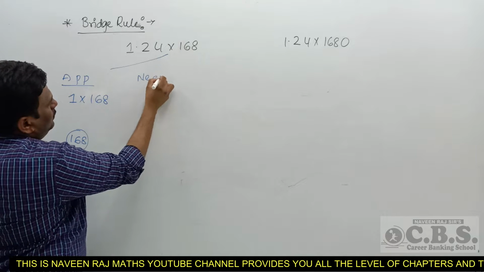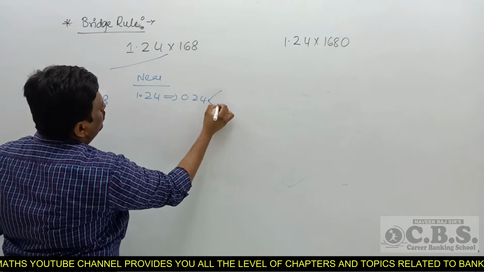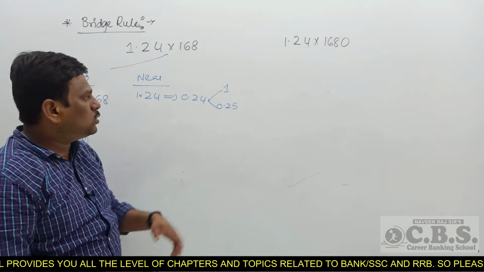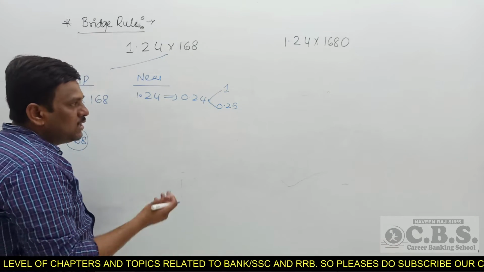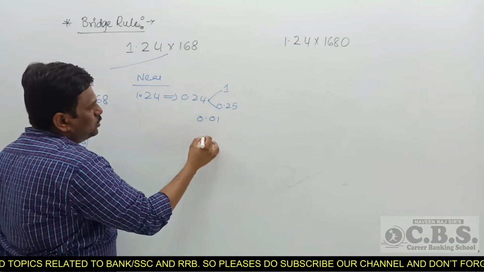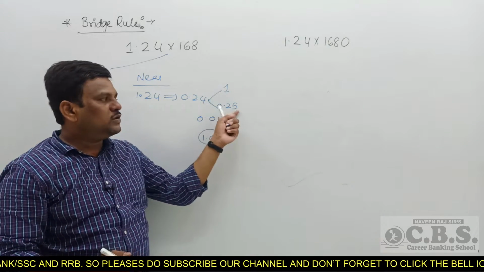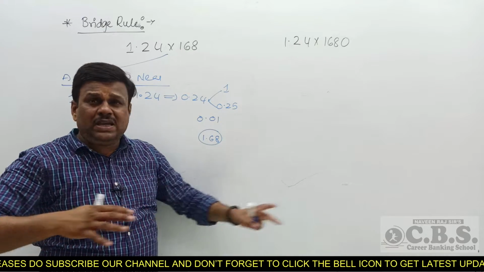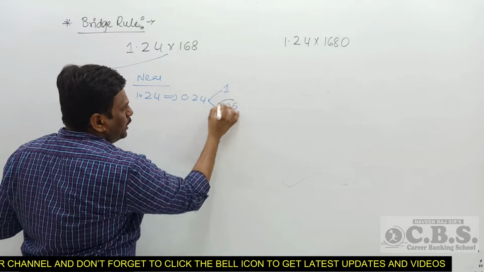When I go for a near value, 1.24, here the near value of 0.24, is it 1 or 0.25? You just test it. Which value is near to 0.24? Either 1 or 0.25. Obviously 0.25. So how much did I increase? 0.01. So how much value am I going to increase? 1.68. So if I increase 0.24 to 0.25, I increase the value by 1.68. It's not a big difference, it is a very small difference. So in these cases, I try to take 0.25.